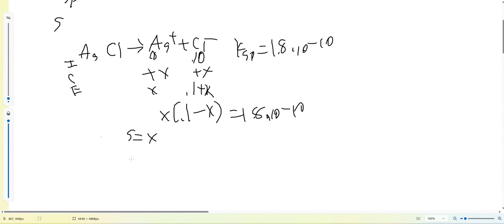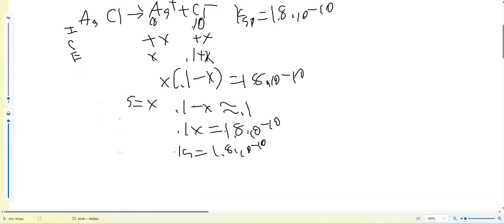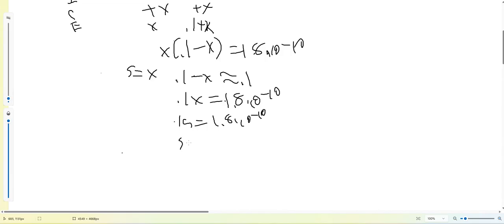So now here's where we get into something called approximation. Since 0.1 is such a high concentration for this problem, we can say that 0.1 plus x is approximately equal to 0.1. Which means that we get rid of the x term and say 0.1x is equal to 1.8 times 10 to the negative 10th. Again, s equals x, so 0.1s equals 1.8 times 10 to the negative 10th. So now s equals 1.8 times 10 to the negative 9th.